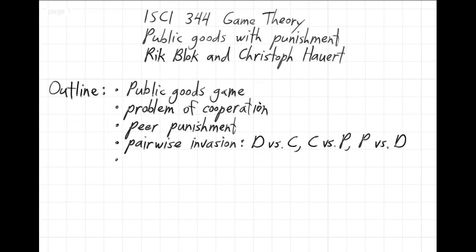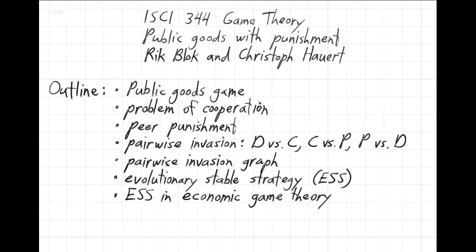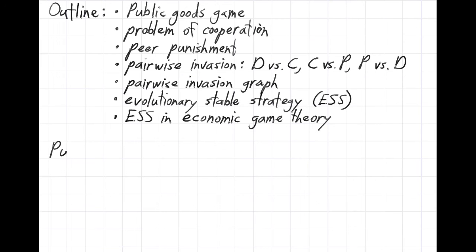Once we've done that, we can put it all together and create something that we'll call a pairwise invasion graph, and that'll give us a perspective on an important solution concept in evolutionary game theory, and that is called the Evolutionary Stable Strategy, or ESS. And finally, we'll make a note about how ESS can be applied in economic game theory. So that's quite a bit to get through, so we'll get started. Let's start with the public goods game. I'll just go through it very briefly because we've covered this before.